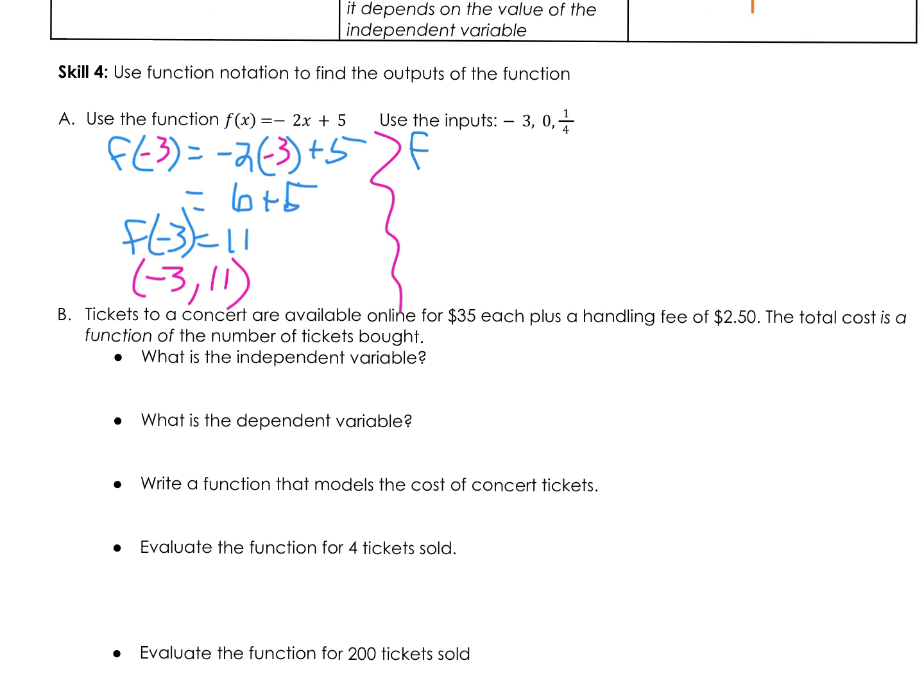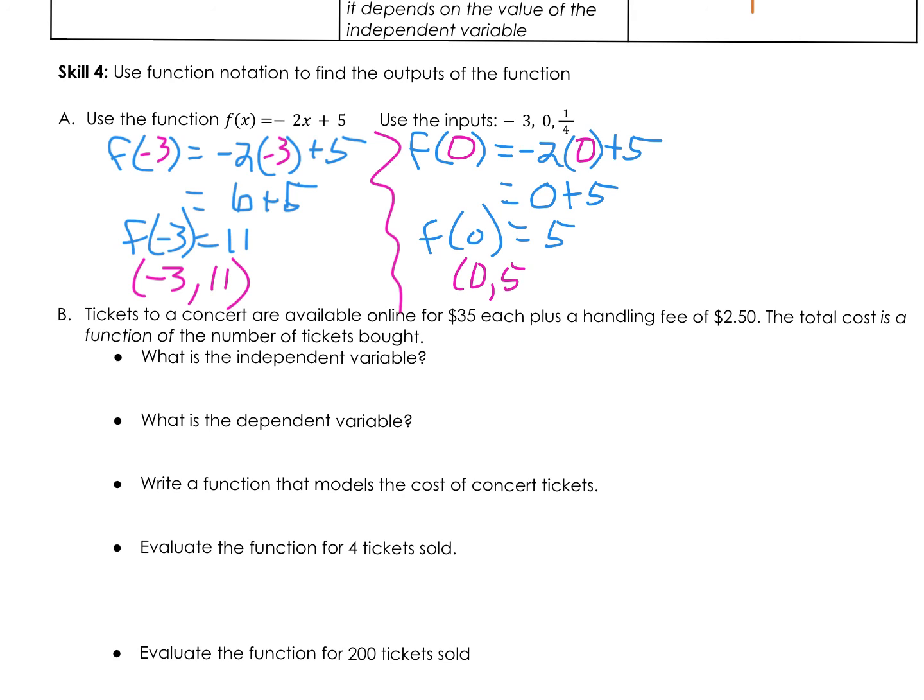Okay, so I'm going to put in 0 in for the second input. So I'm subbing in 0 for every x. So the -2 times 0 is 0 plus 5, and 0 plus 5 is 5. So f of 0 is equal to 5. If I was asked to write that as an ordered pair, it would just be 0, 5. Okay, and then finally, you should have done f of 1/4.